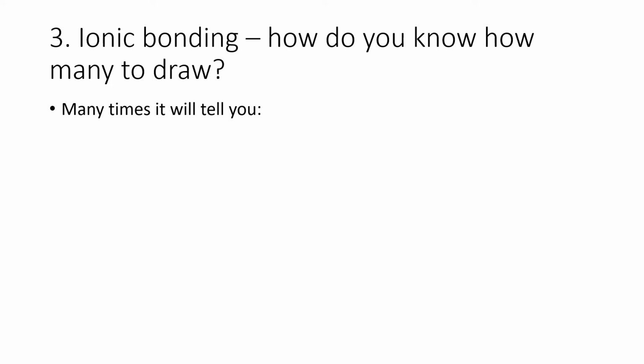Okay, so you're happy it's ionic bonding. You know that's the one with the brackets and the pluses and the minuses. But how many times do you draw each ion? Is it 1 lithium or is it 2? Well, often the question will actually tell you. Let me give you an example. So here it says chlorine reacts with sodium to make sodium chloride, NaCl. But that's your formula, 1 sodium and 1 chlorine. So that's what you draw, 1 sodium and 1 chlorine.